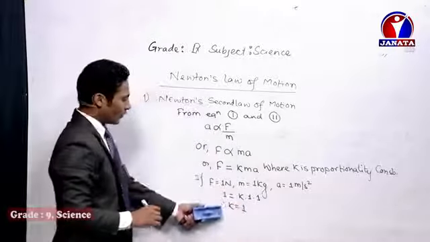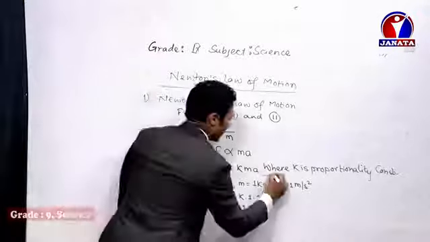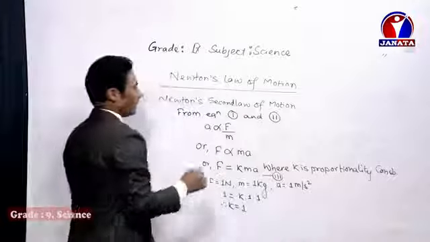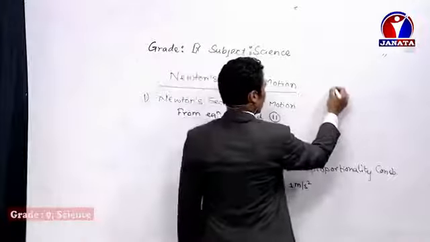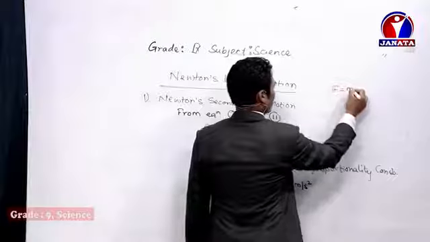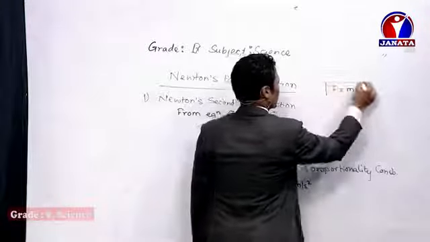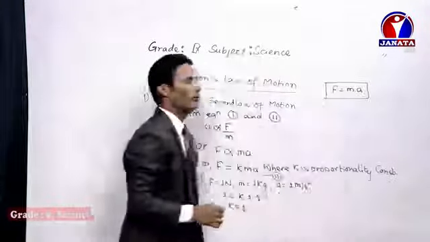So let's put the value of this k in equation 3, right. Then we get F equals m into a, which is the second law of motion.